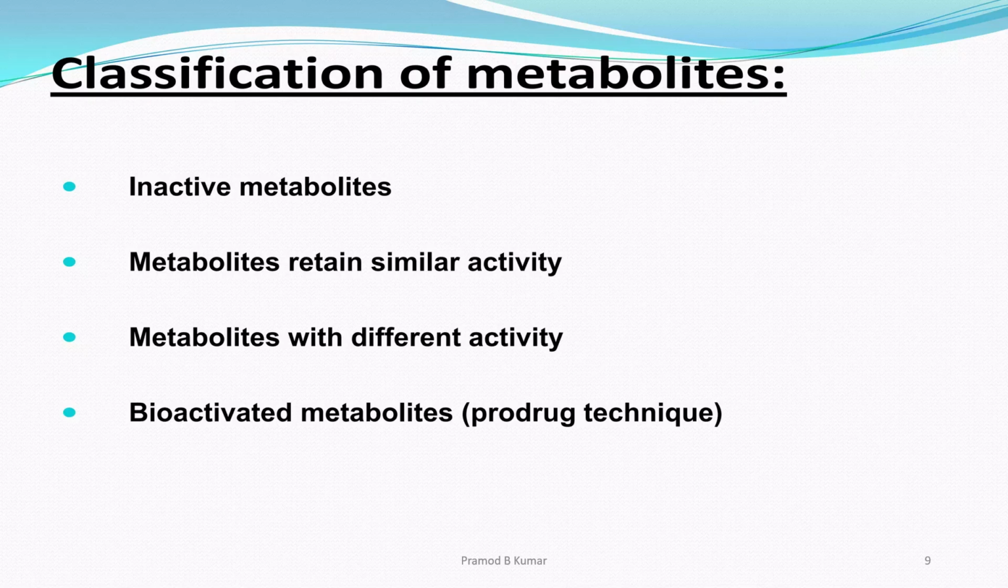So we can classify these metabolites into four categories. One, your drug gets converted into an inactive metabolite, which is good. Second, the metabolite retains its activity. Third, metabolite with different activity: you start with one activity, and when it gets metabolized, you get a different active compound. And fourth is bioactivated metabolites, that is the prodrug technique. So these are the four aspects of metabolites.